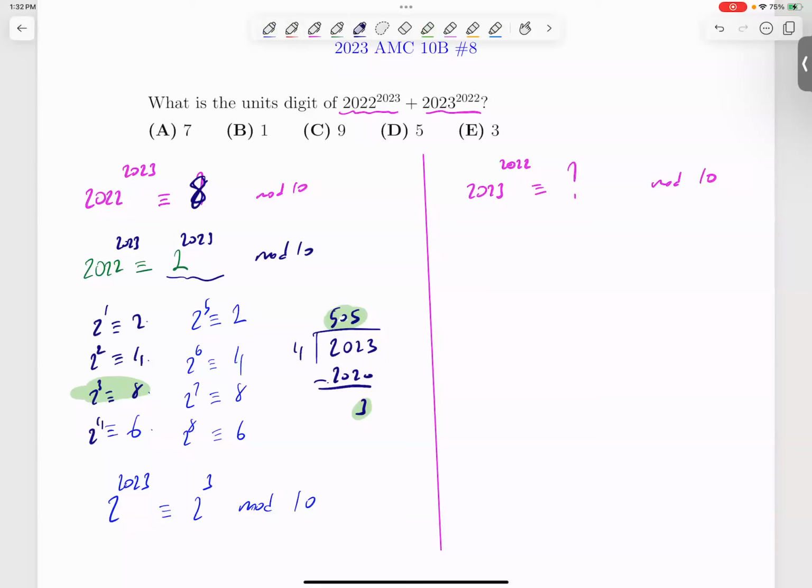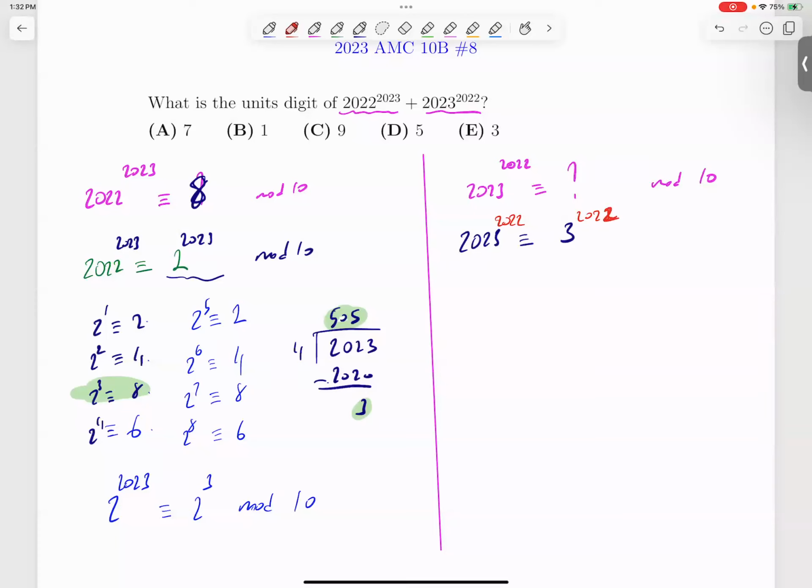And let's calculate the second part, 2023 to the power of 2022, congruent to what mod 10. Start again with 2023. When we divide by 10, the remainder is 3. Then we can raise both sides to the power of 2022. So 2023 to the power of 2022 is congruent to 3 to the power of 2022.